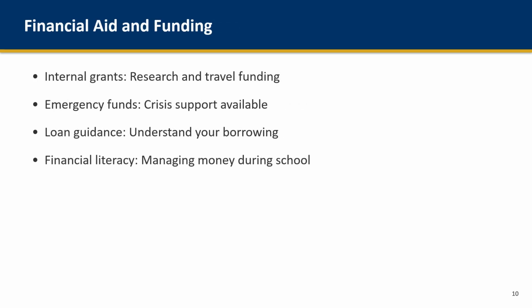Financial support extends beyond your basic funding package. Multiple sources of additional support may be available. Internal grants for research and travel provide funding for activities your stipend may not cover. Universities often have competitive grant programs for graduate student research, conference travel, or dissertation completion. These funds are often underutilized because students do not know about them.